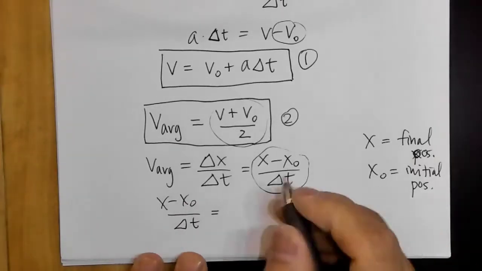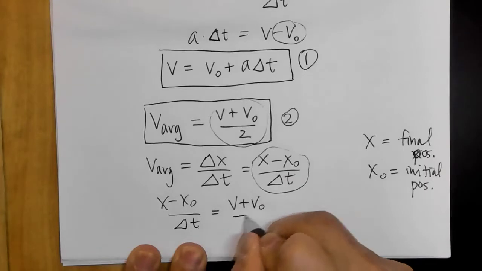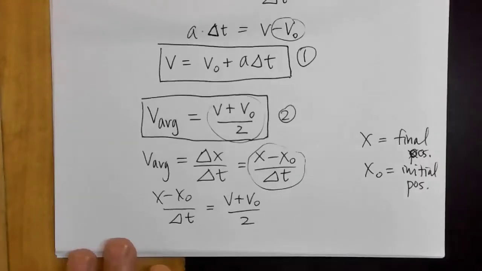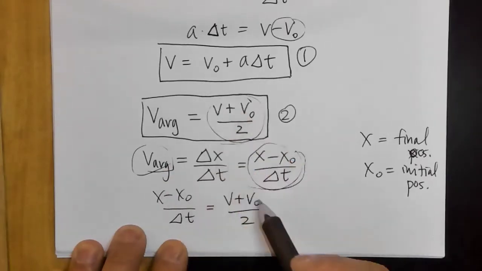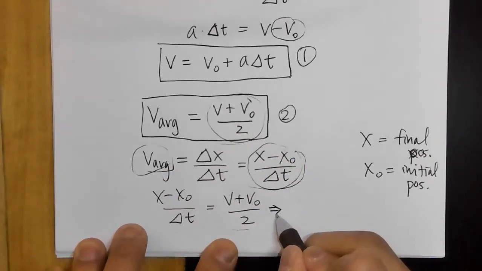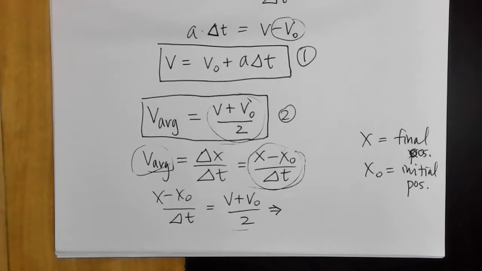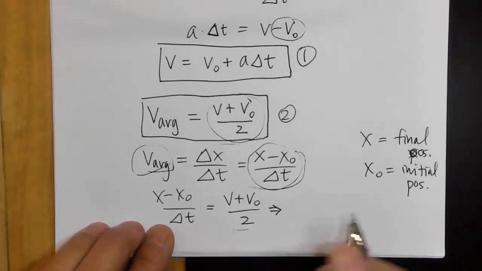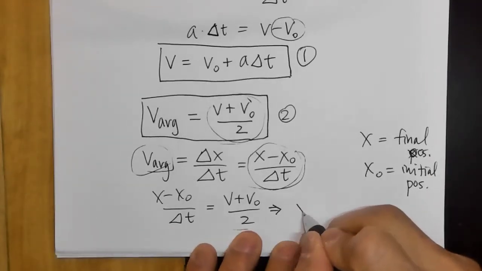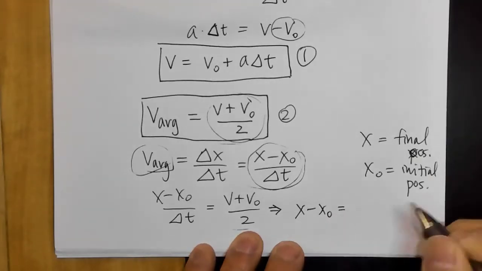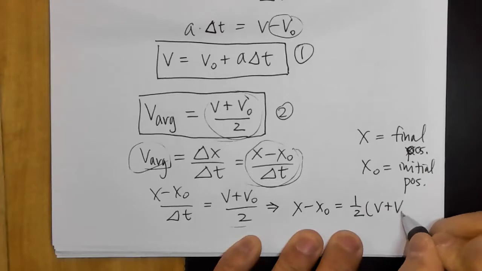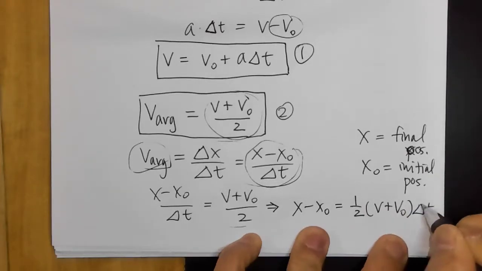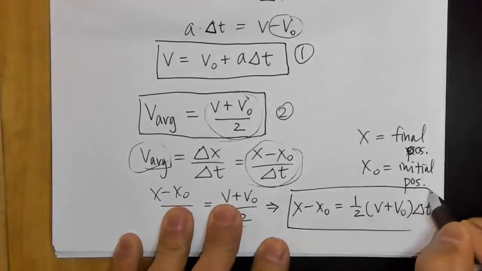I told you this is a little bit boring. We'll just take a few more minutes. So I have this guy is equal to V average. This guy is also equal to V average. And now what I can do is multiply both sides by delta t. And then I have x minus x0 is equal to 1/2 v plus v0 times delta t. And that's my box number 3.